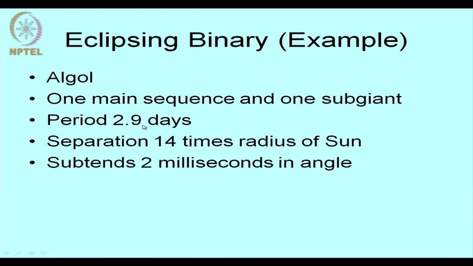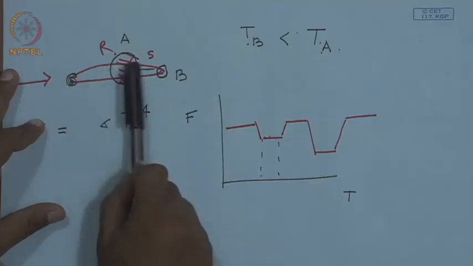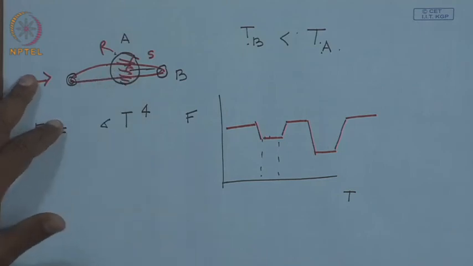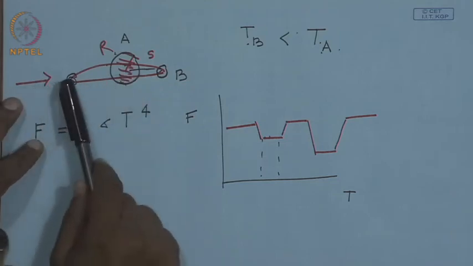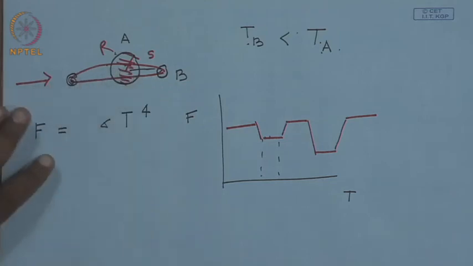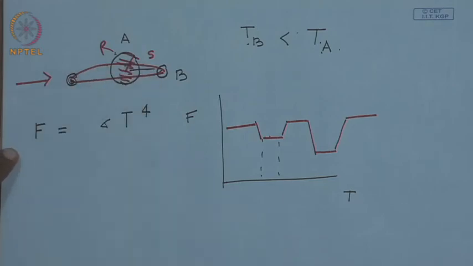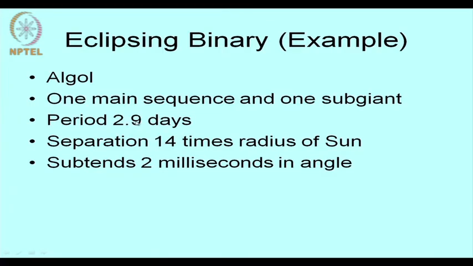The period will typically be small in an eclipsing binary, because we have seen that the distance between the two stars should be comparable to the radius of the star. The probability of an eclipsing binary goes up in this situation. So, typically the eclipsing binaries will have a very small orbit, the semi major axis of the orbit will be small, so the period is also going to be small, and in this case we have a period of 2.9 days.